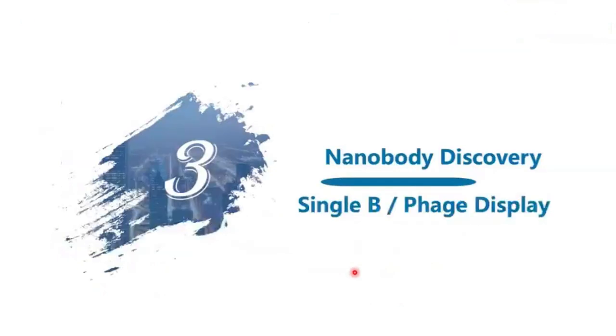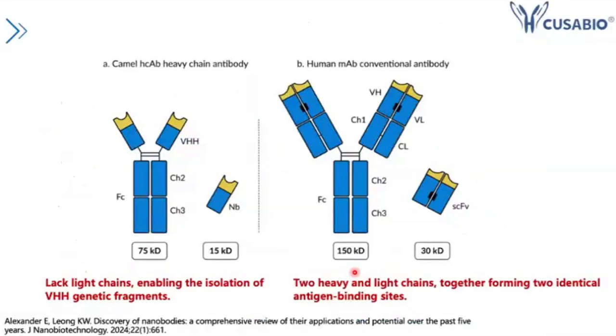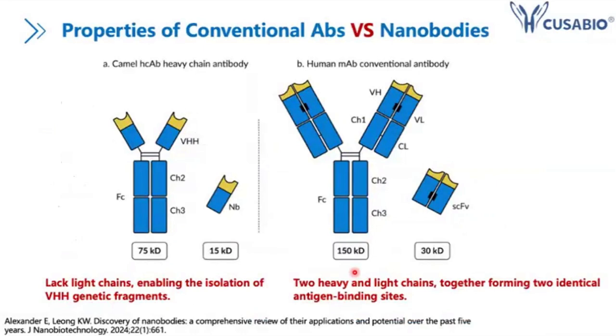Okay, so the third part is another main part here because it's related to our new technology for nanobody discovery. Before I show you the case that we have, I want to show you some basic knowledge about the nanobody, because you may not know what nanobodies are. The conventional antibody usually has 2 heavy chains and 2 light chains, right? So then you have two identical binding sites.